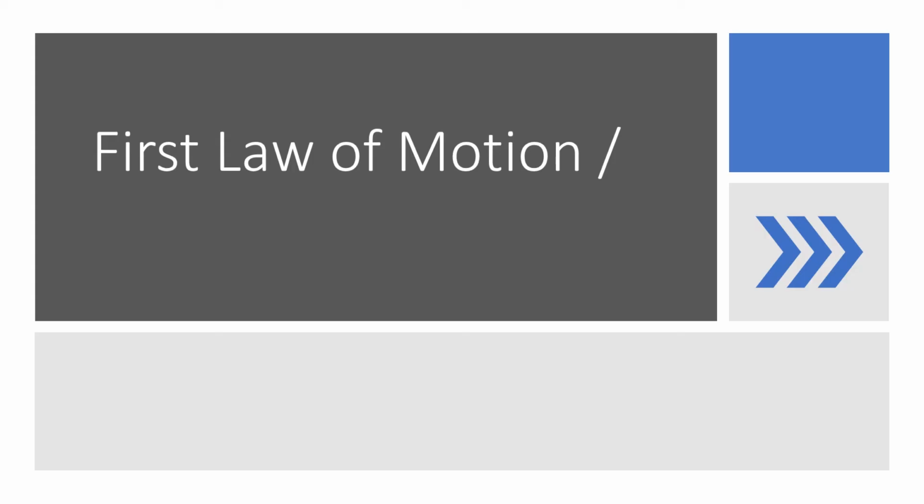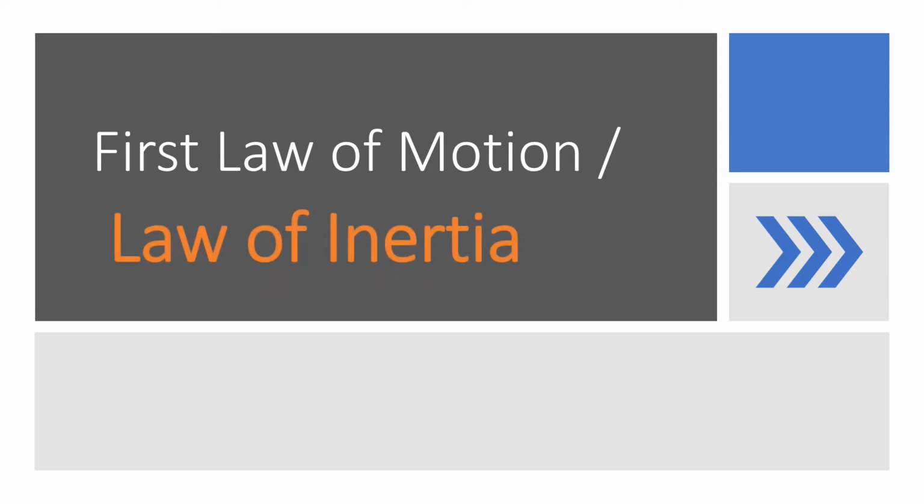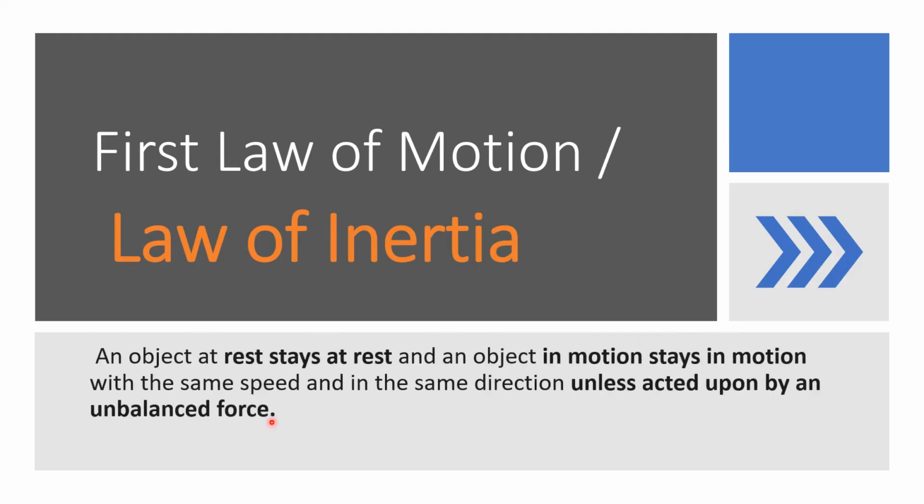So now, let's move on to the first law since na-define na natin yung mga terms na kailangan i-discuss. So, first law is also known as the law of inertia. So, ano nga ba yung sinasabi pag first law? First law states that an object at rest stays at rest and an object in motion stays in motion with the same speed and in the same direction unless acted upon by an unbalanced force.